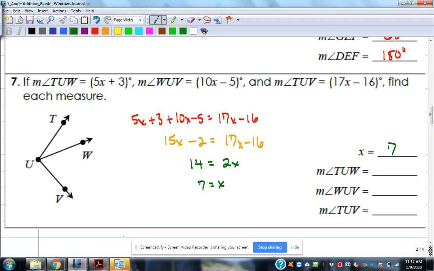So 5 times 7, 35 plus 3 is 38. And then 70 minus 5, 65. And then 70 plus 49 is 119. Minus 16 is 103.